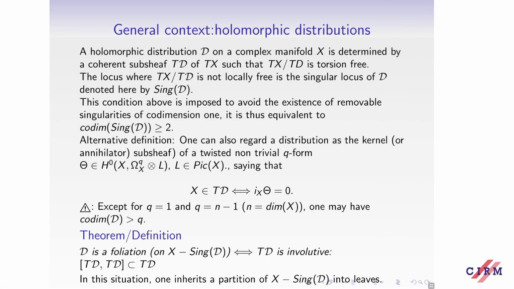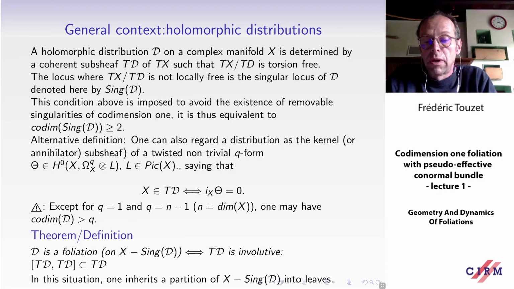In any case, we have a partition of X, or of the complement of the singular locus of D in X, into leaves, which are maximal integral manifolds tangent to these distributions. So we have an object with a dynamical flavor, because if we have leaves, we have, for instance, the holonomy group, which gives a generally very complicated transverse structure to these foliations, and so on.